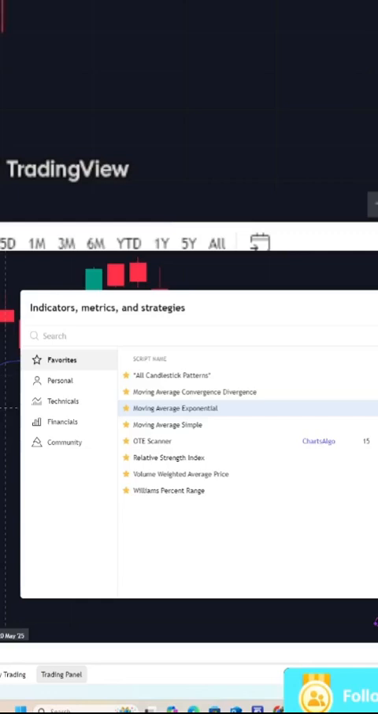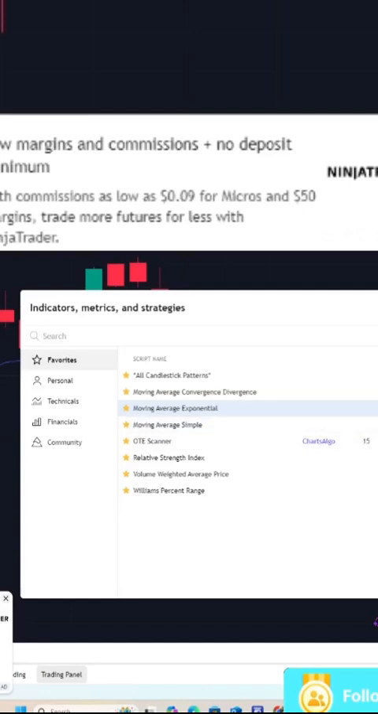So what is a moving average? It's like a line that you add to your chart. I'm going to add the 9 moving average. And thereafter, we're going to talk about the 21, 9 and 21 together. But we're just going to talk about the 9 moving average first. I just click on moving average exponential, and it's already been added to your chart.